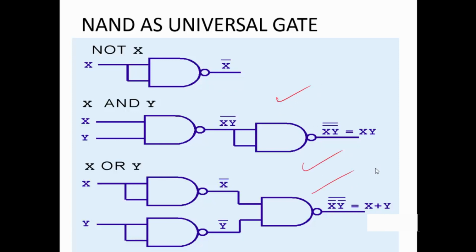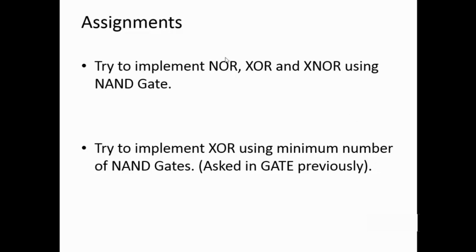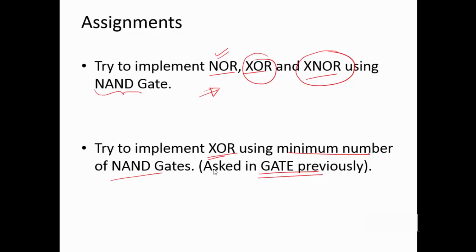We have already discussed these concepts. So now there are two assignments for you. First, try to implement XOR and XNOR using NAND gate. I think I have already told you this one. This is just for practice. Second, try to implement XOR gate using minimum number of NAND gates. This is actually a GATE question, asked previously, I think 2 or 3 times: how many NAND gates, minimum number, are required to implement XOR gate. We will discuss this question and answer in the next lecture. So just try to go through the whole lecture. We will come up with some questions and new concepts in the next lecture.